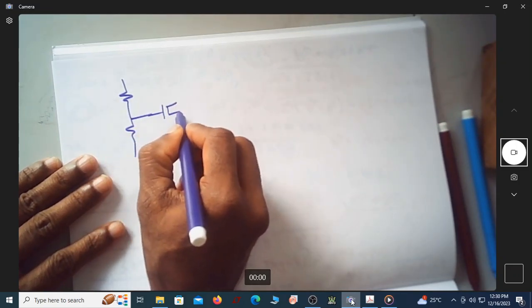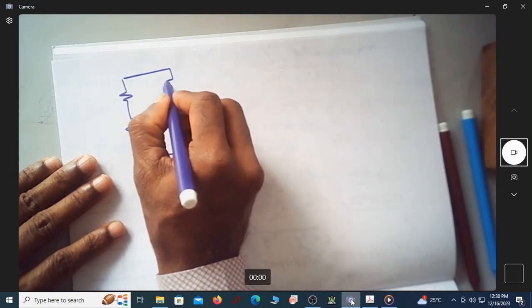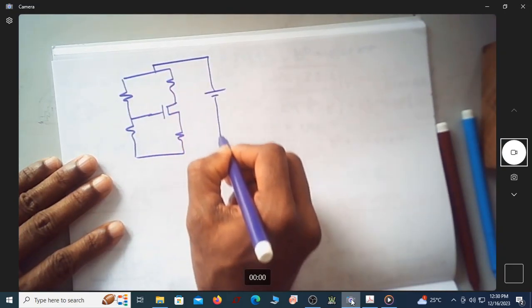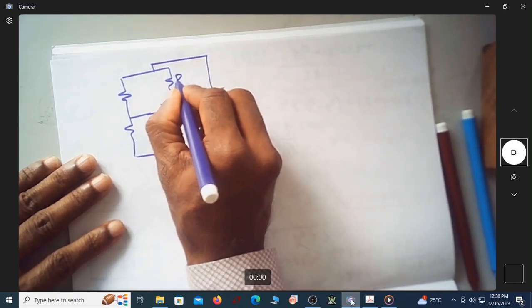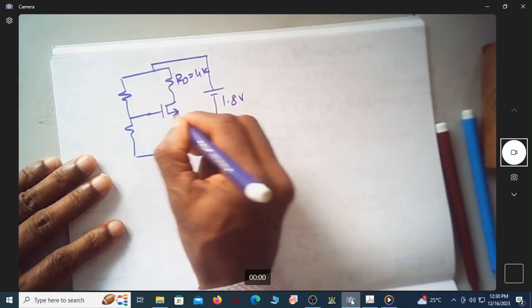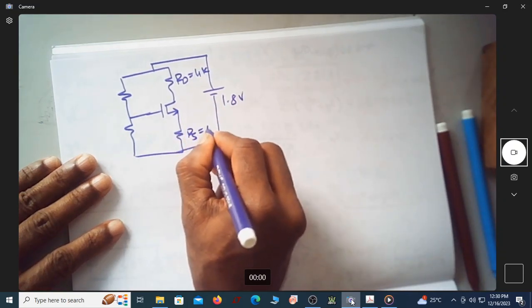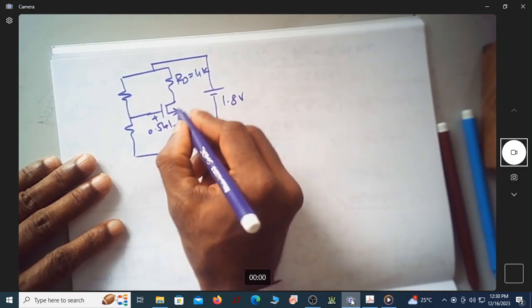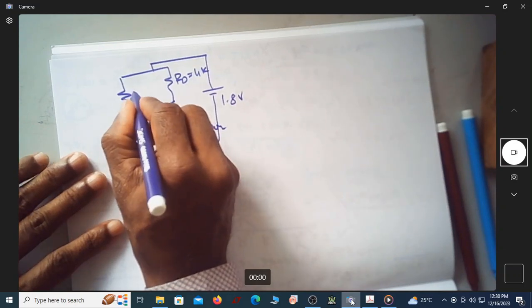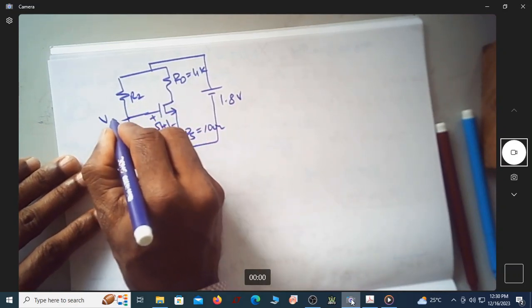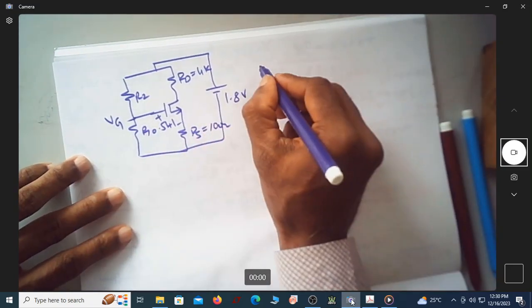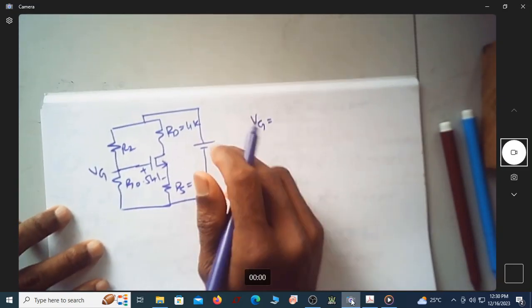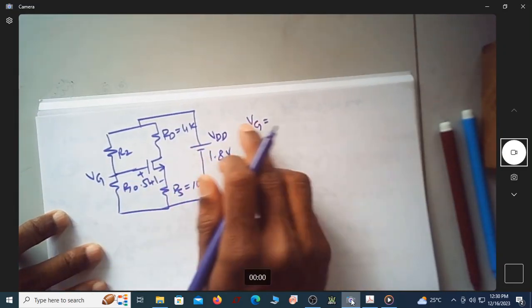To be very frank, we have this as a condition now. So this is now 1.8 volt. This is RD, which is 4 kilo ohm approximately, and we have this as 100 ohm, and this VGS is 0.541 volt, and this is R2, R1. This I'll say as voltage at gate. So what is voltage at gate in terms of VDD, R1, R2?